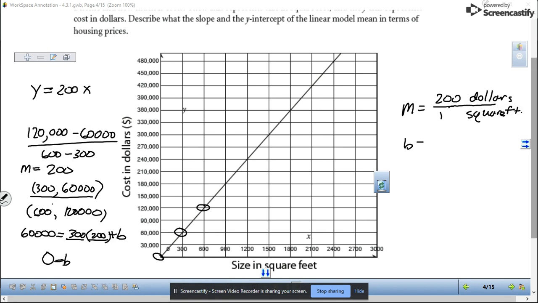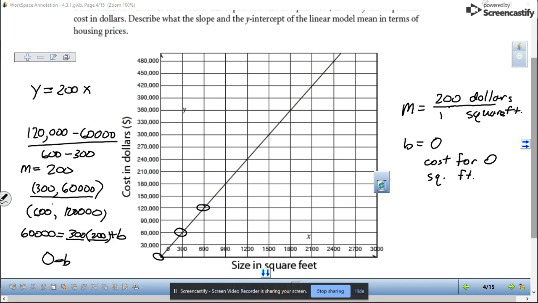So what about b? b was 0. What does that mean? It means if you don't build anything, right? If you do 0 square feet, it'll cost you $0, right? So it costs nothing to build nothing. So that would be the cost for 0 square feet.